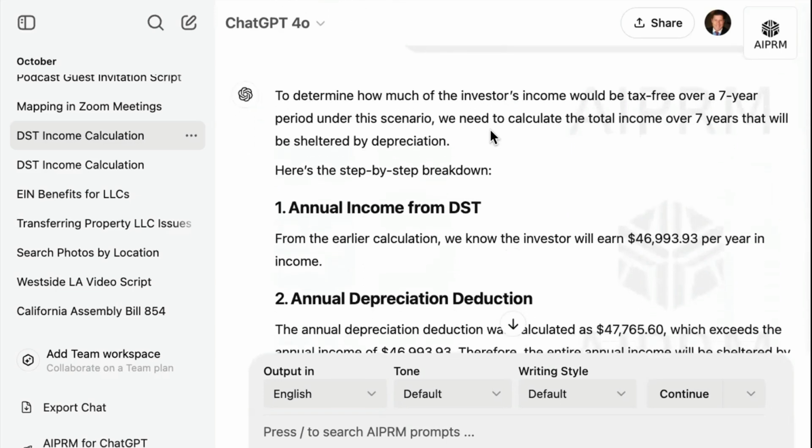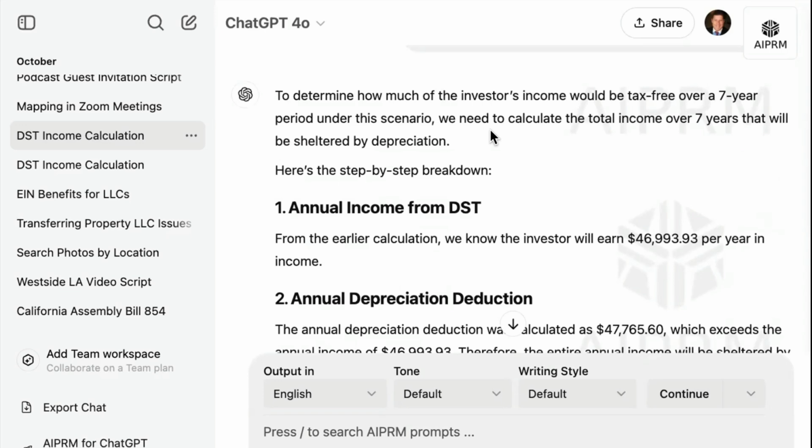Folks, I don't know if you understood that. The income you're generating from your DST investment is basically tax-free due to depreciation. That means you're not paying tax on any of this income. How great is that? When I show this to CPAs, they love it. They think this is the greatest thing since sliced bread.